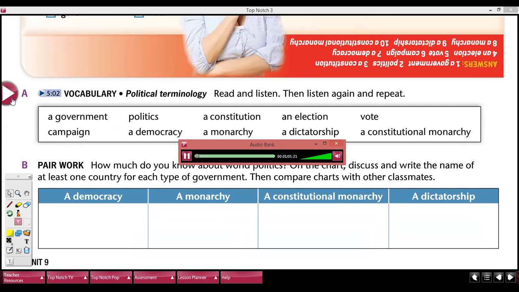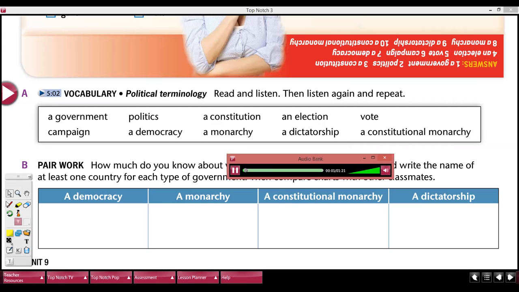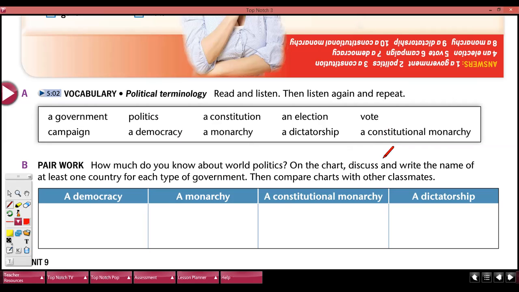Read and listen. A government, campaign, politics, a democracy, a constitution, a monarchy, an election, a dictatorship, vote, a constitutional monarchy. Now listen. Read and listen. A government, campaign, politics, a democracy, a constitution, a monarchy, an election, a dictatorship, vote, a constitutional monarchy.